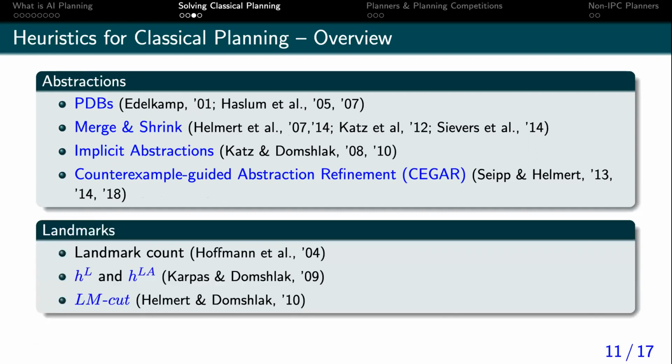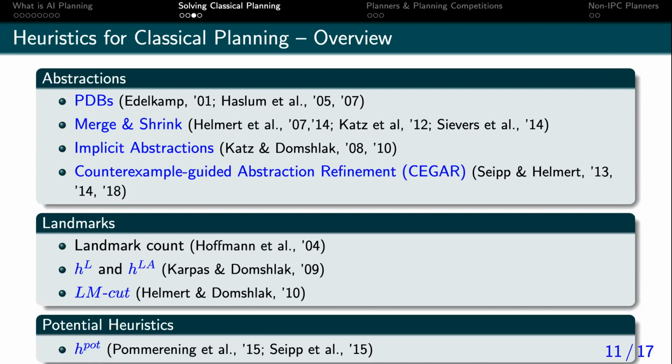Next, landmarks are logical formulas that must be true at some point along any plan. Some landmarks can be efficiently pre-computed, and the information about their achievement status can be used as a heuristic estimate. Other methods, like the famous LM-cut heuristic, compute landmarks on the fly.